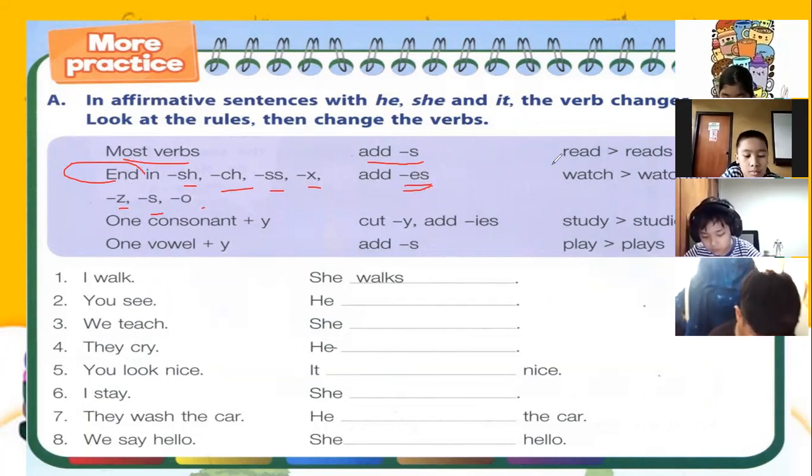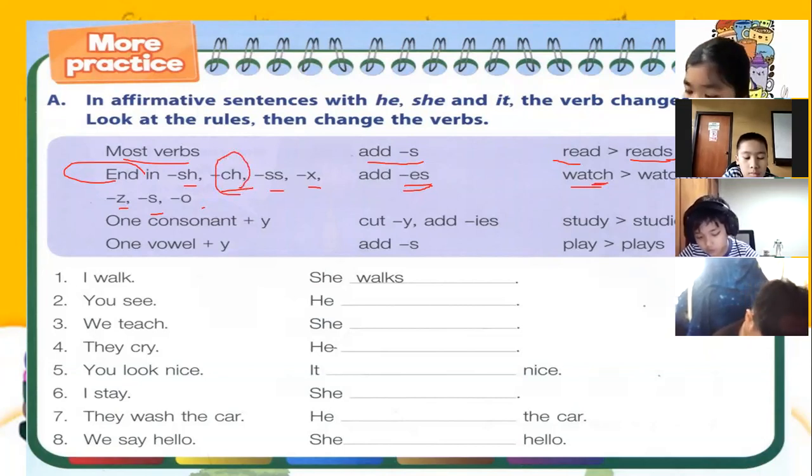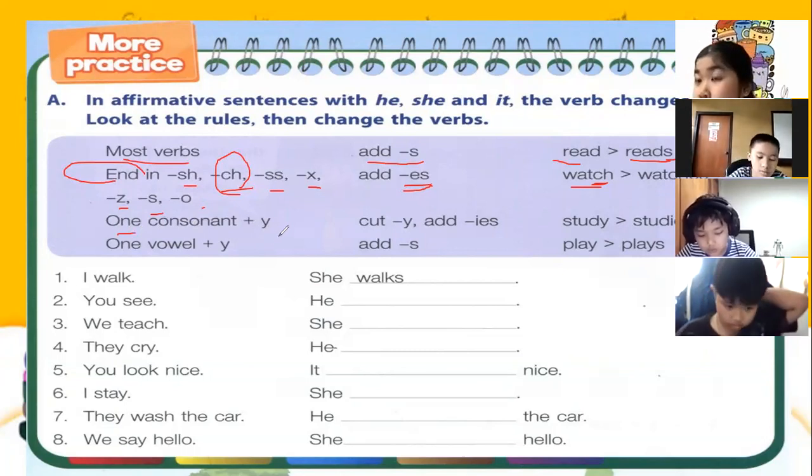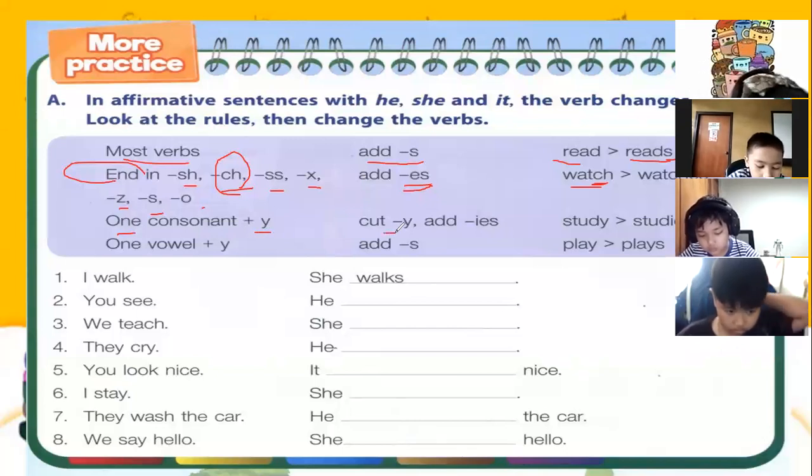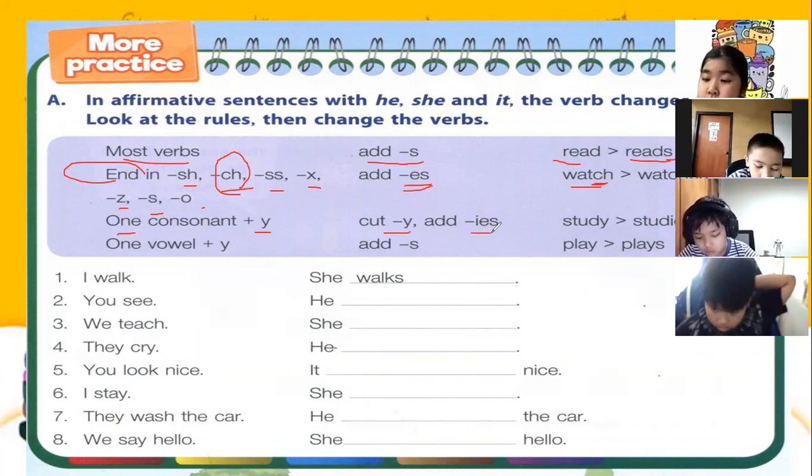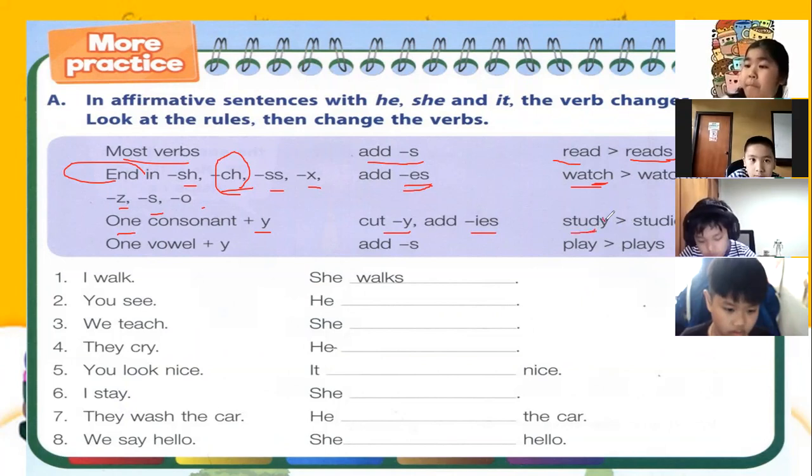Okay. So for example, read, we are going to use s, so reads. And for another verb, for example, watch, here we can see it ends with ch. So what are we going to use? We are going to use es, watches. All right. And other than that, one consonant plus y. If the verb ends with a consonant plus y, what are we going to do? We are going to cut the y and add ies. You can see here the consonant before y is d. So study, we cut the y and add ies.